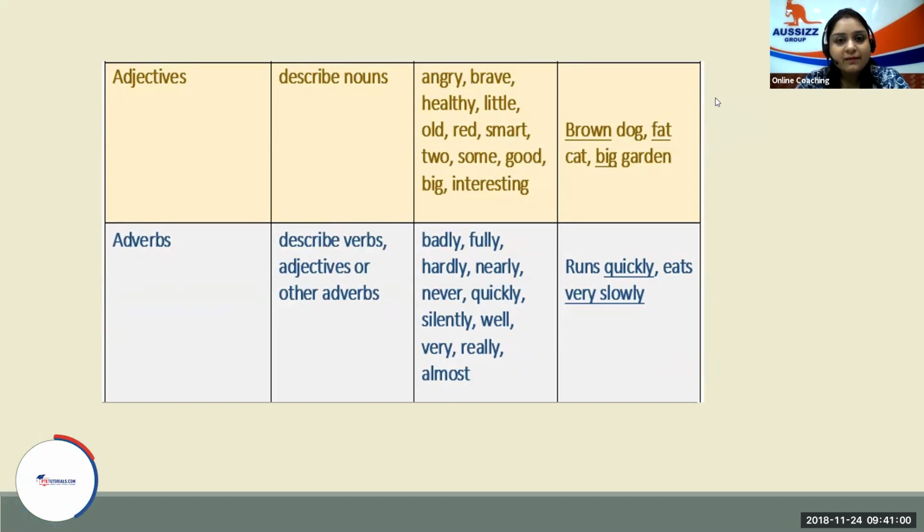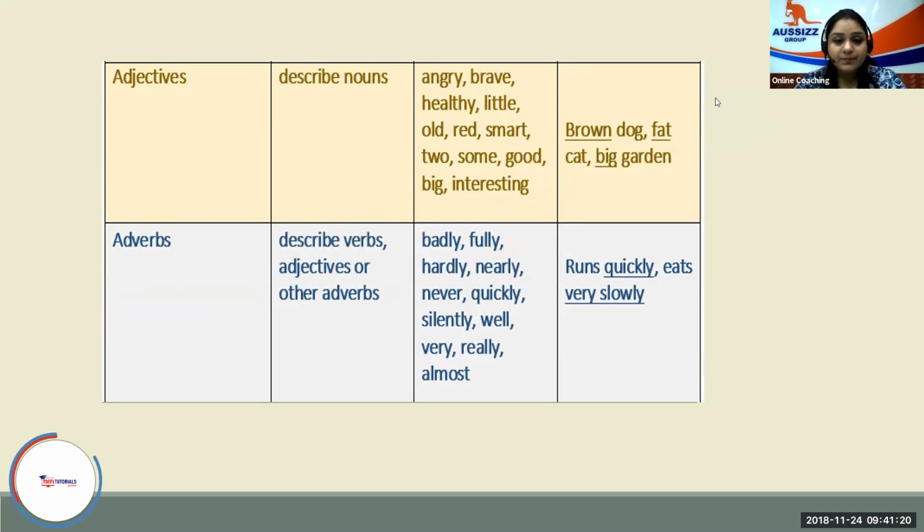So angry, brave, healthy, little, red, smart, good, bad. These are all adjectives. Like brown dog. Dog is a noun, brown is an adjective. Fat cat, cat is a noun, fat is an adjective. Big garden, big is an adjective.